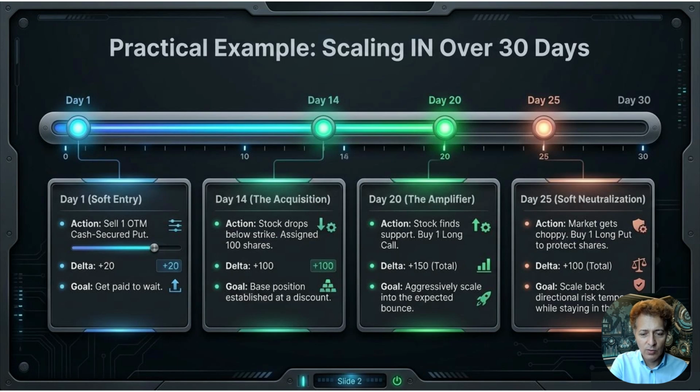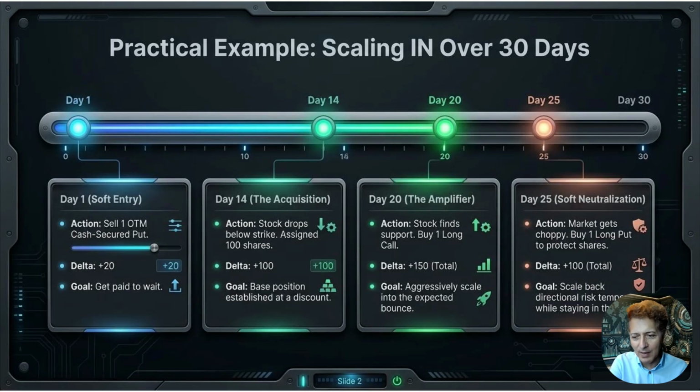Okay, so the amplifier, that could be day 20. Let's say the stock finds support, breaks out of that support, you gain more confidence in the trade making sense, so you decide to buy a call on top of your shares. So you are long 100 shares of hard delta stock, and you buy a call with 50 delta. So you are now net positive 150 delta, 50 from the call, 100 from the stock. So now you are scaling in as you got more evidence.